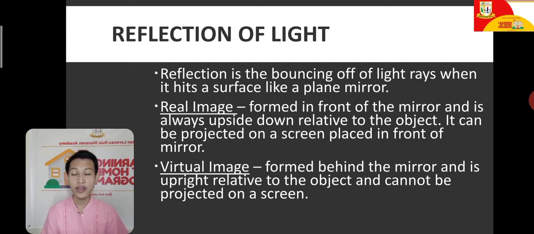For example, kung nakatayo siya, nakatayo din yung image na makikita. Kung nakalay down yung object, of course, nakalay down din yung image na makikita dun sa may mirror natin. So these are the 2 types of images formed in mirrors or with the effect of reflection of light.